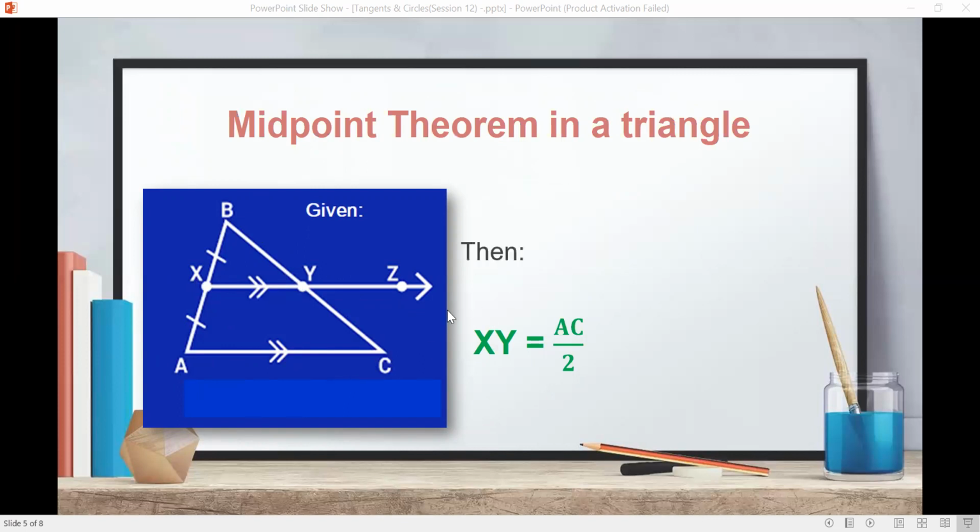Here we get X, the midpoint of BA. Y is the midpoint of BC. Here we took the midpoints of two sides. We get XY is parallel to AC, the third side, and XY equals AC over 2. What about the converse of this theorem? For the converse, we should have one midpoint, and if XZ is parallel to AC, it cuts BC at its midpoint.